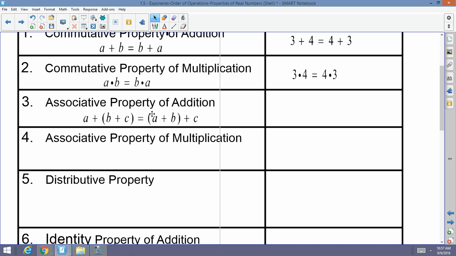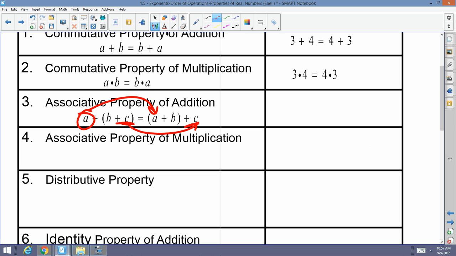It is, except, here's the key, guys. Do you notice how the A was on the outside here and now it's on the inside? Do you notice how the C was on the inside and now it's on the outside? That's associative. Whenever you take something out of the parentheses and replace it, that's associative.